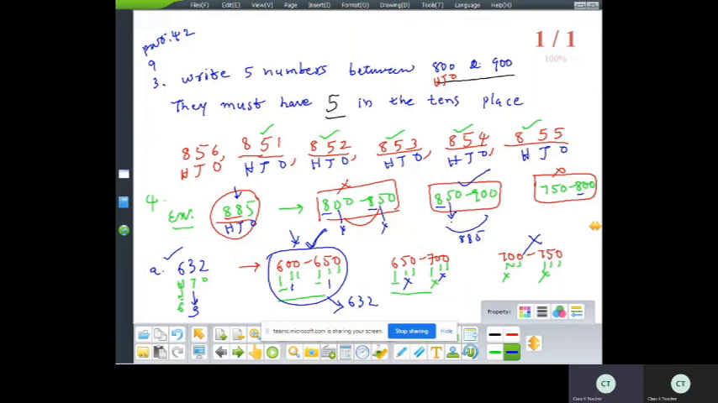Try B, C, D, E as homework. Tomorrow in our class I will start question number 10. We will write some patterns using 5 numbers, and one more matching also is there.